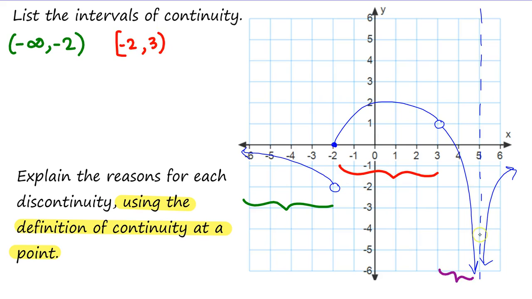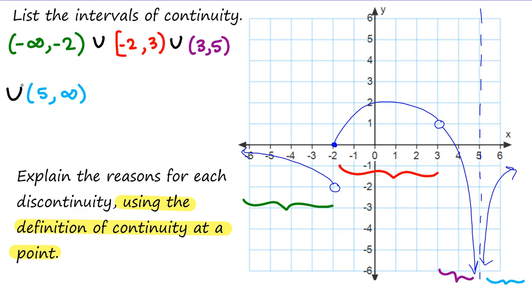The next one is going to be from 3 to 5, open on 3, open on 5. And then the last one is going to be from 5 to infinity, open on 5, open on infinity. And then what I would do is I would put a union symbol in between all of these. Union just means or. So this or this or this or this.